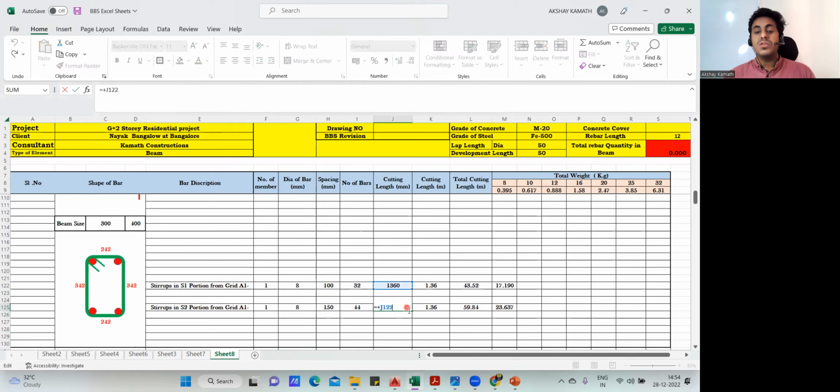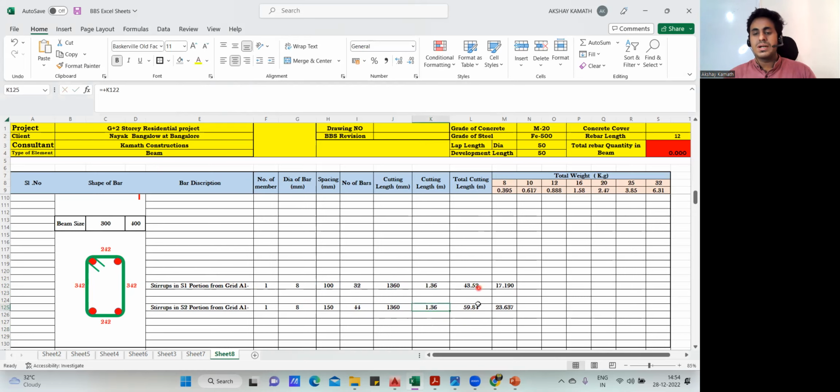So what is the total cutting length? Very simple. The total cutting length is again the same. Whatever cutting length you got in the S1 portion, the same you'll get here. That is why I interlinked this. If you don't want to do that, again you calculate 242, 342, 242, 342 plus 24 into D, you get the same answer. Cutting length also remains the same.